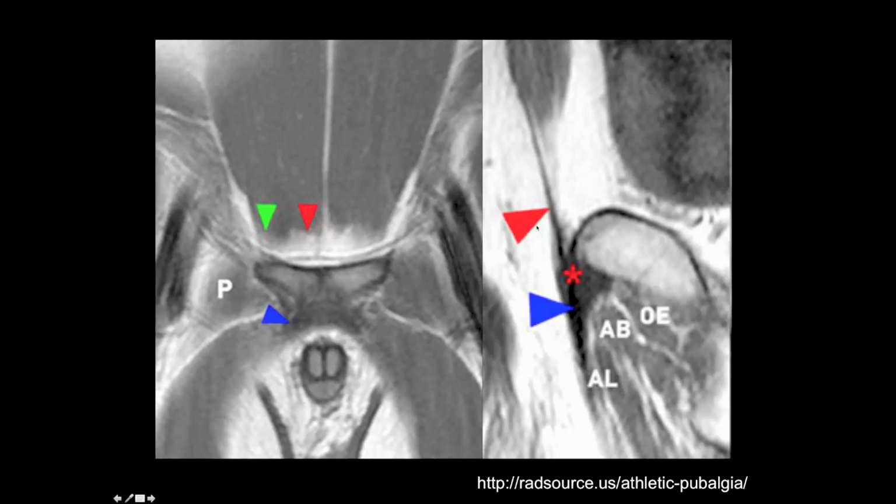Here on the sagittal MR image, we see the rectus abdominis inserting. We see the adductor longus. Deep to that, we have the adductor brevis. We get to the area of the obturator foramen. We see the obturator externus and obturator internus.